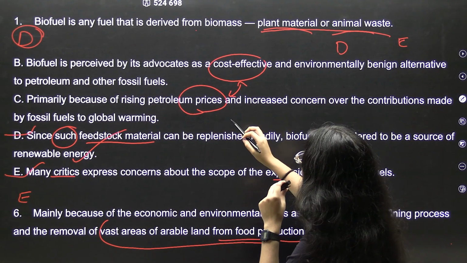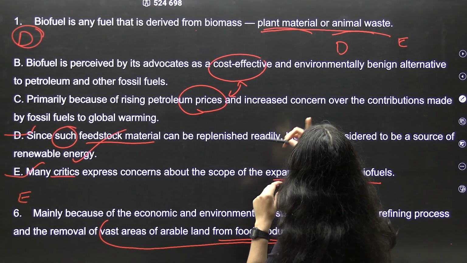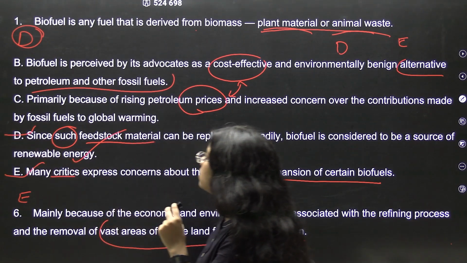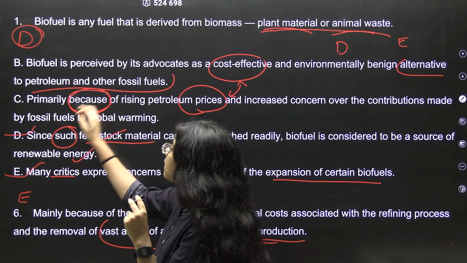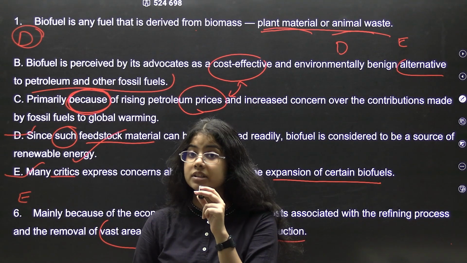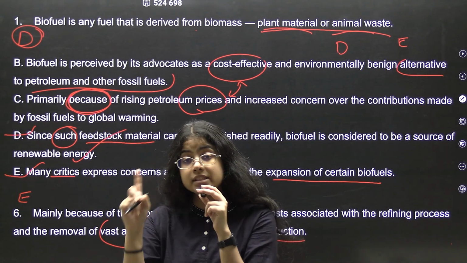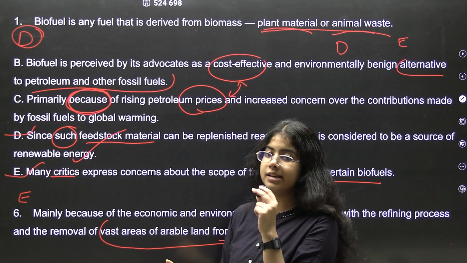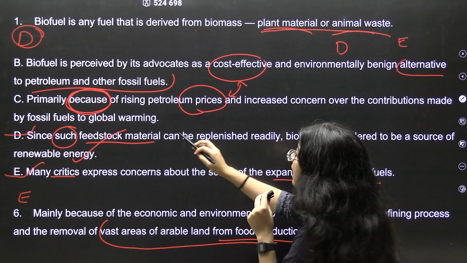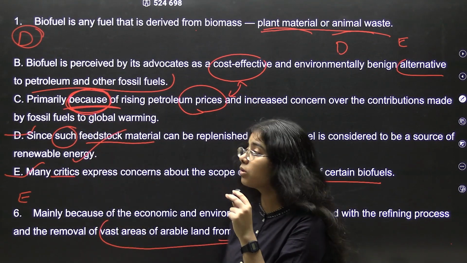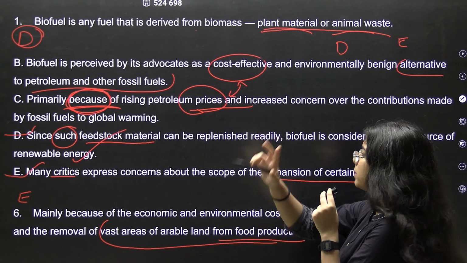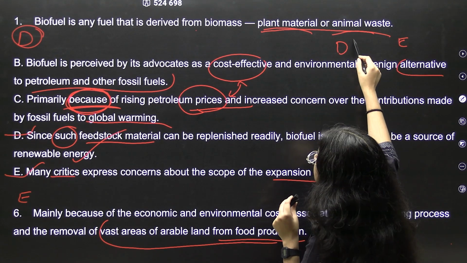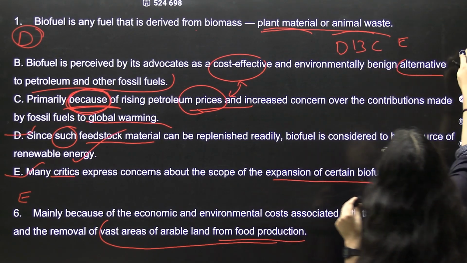Biofuel is perceived by its advocates as cost-effective and environmentally benign alternative to petroleum. It's an alternative to petroleum and other fuels. Primarily because this is a reason. So this is not an assertion. Reason always succeeds an assertion. Okay, assertion precedes the reason. So this will come first, and then क्यों पॉपुलर है या क्यों बेहतर है पेट्रोलियम से? क्यों? क्योंकि पेट्रोलियम के प्राइस बहुत बढ़ रहे हैं एंड इनसे ग्लोबल वार्मिंग भी होता है. So it should be D, B, C, E. Can we check?